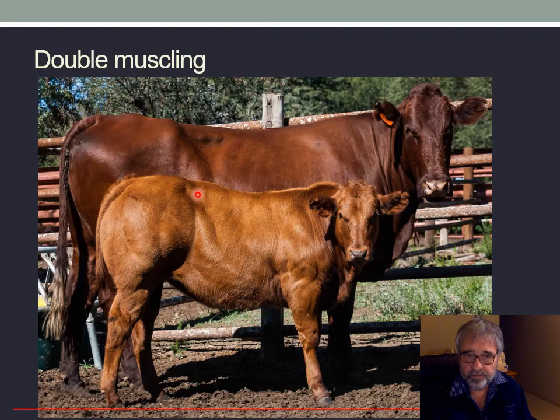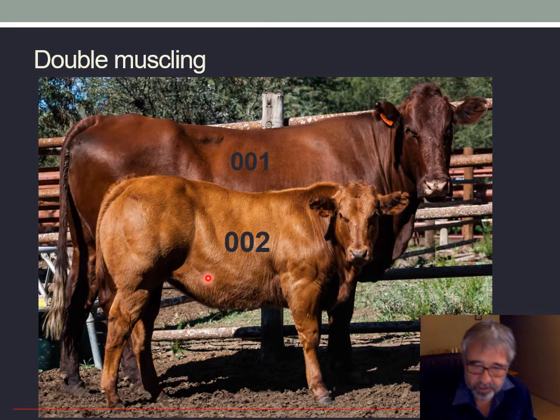This is a very good instance where we have a dam with a calf, and obviously she's a carrier because the bull was a carrier, the dam was a carrier, and it showed in the calf. So the calf basically has both the two recessive genes in him, and it shows in the so-called double muscling.